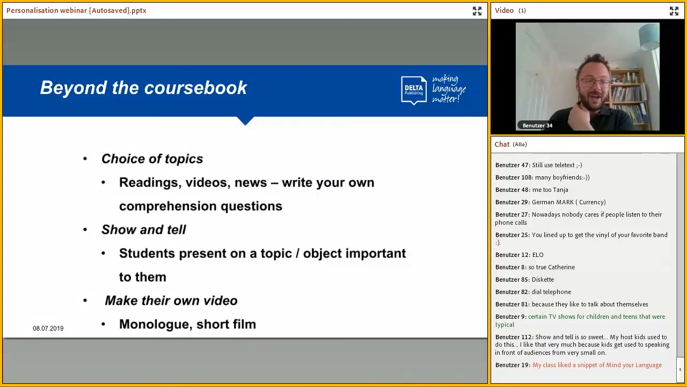Show and tell. Yeah, students present on a topic, an object that's important to them. You often might do it with children, but I think you can still do it with adults. They have to feel comfortable enough and willing enough to open up to each other. It could feel a bit too personal sometimes. Like I say, not everyone wants to open up like that, but once they feel comfortable with the people in their class, then they're more than willing to do this quite often.